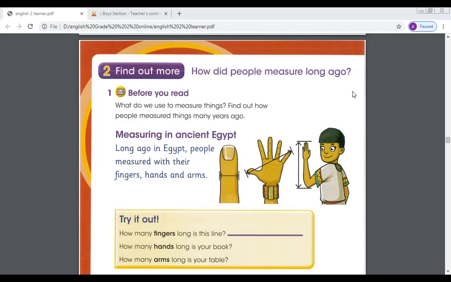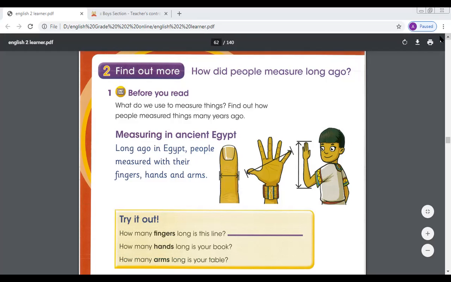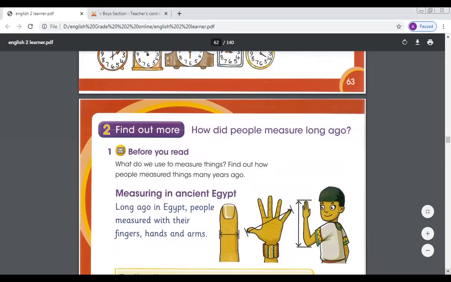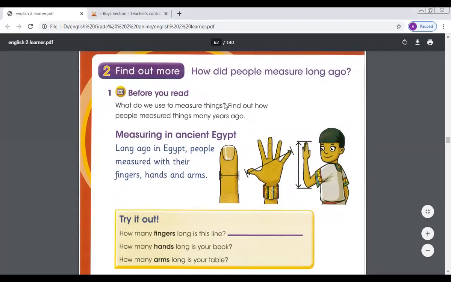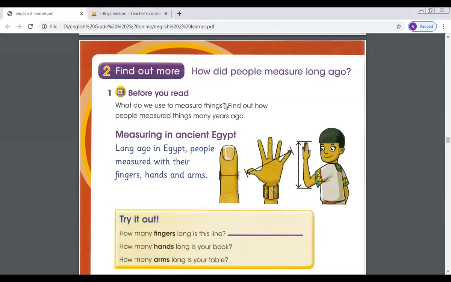Open your book, English Learner, page number 64. Find out more. Today we will study how people measured length in the past. Now we have different instruments. We use centimeter, meter, and kilometer, and also other units like feet and inch. These we all use to measure length.